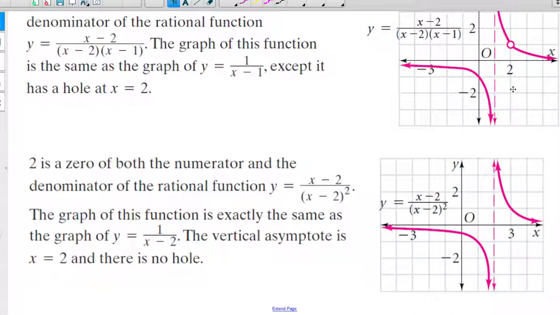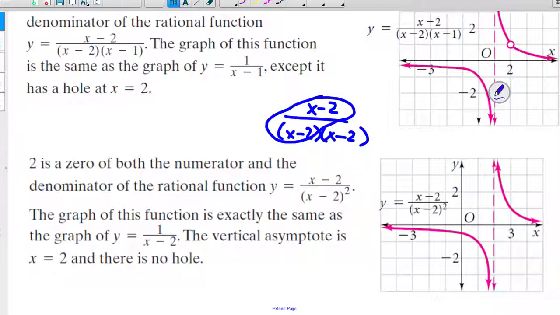And then last but not least, you have a situation where you could potentially have x minus 2 over x minus 2, x minus 2, for example. And so this would create a hole. And if you cancel those out, you have 1 over x minus 2, and that would give you a vertical asymptote. However, you can't have a hole and a vertical asymptote at the same place. The hole is more powerful. I apologize. The vertical asymptote is more powerful, if you will.